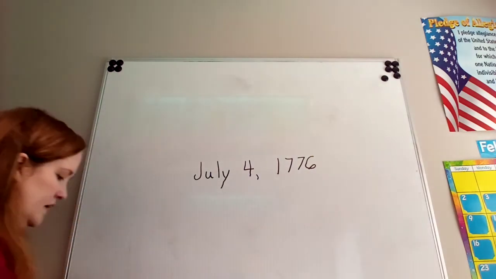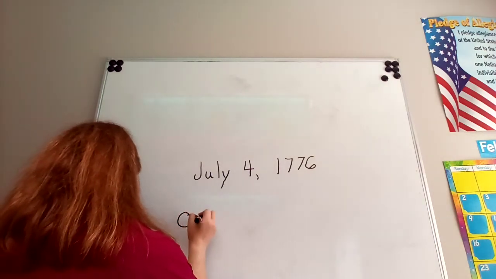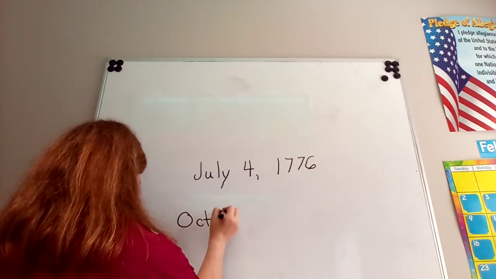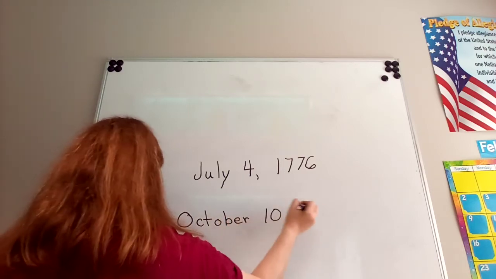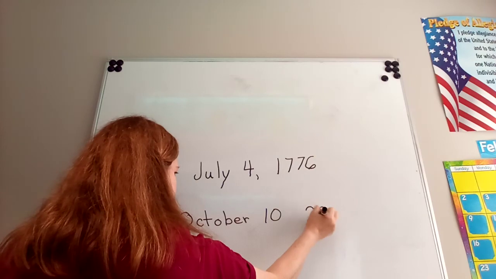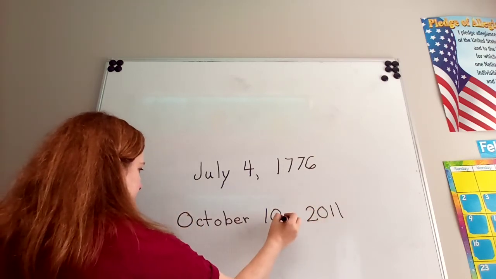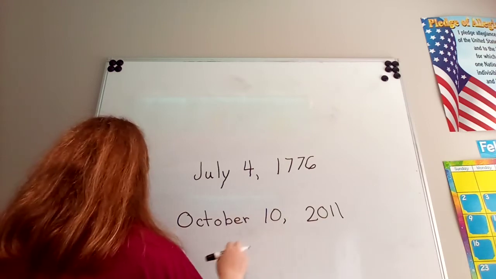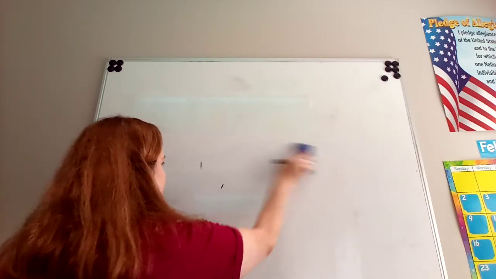Here's another date, October 10th, and we'll say it's 2011. We are going to have to put a comma right here to separate the date and the year. We also put it when we write addresses.